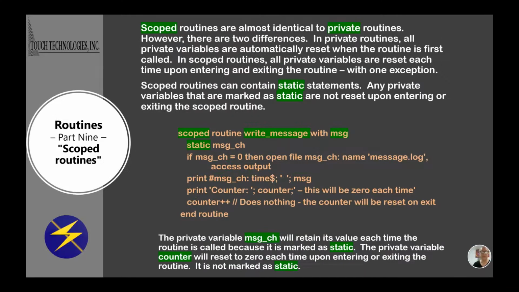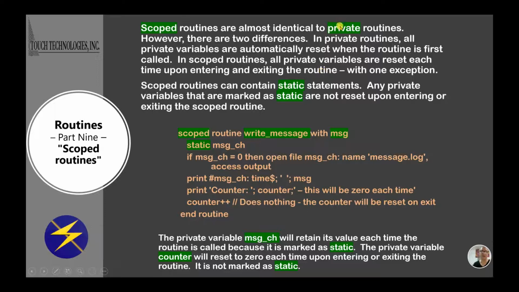So, very similar. This will be quick. Scoped routines are almost identical to private routines, but there are two major differences. In private routines, all the private variables are automatically reset when the routine is first called, meaning they're set to values of zeros and nulls. In scoped routines, all private variables are reset each time entering and exiting the routine.